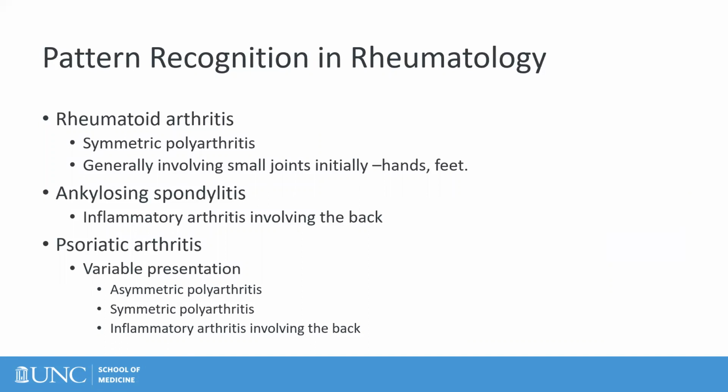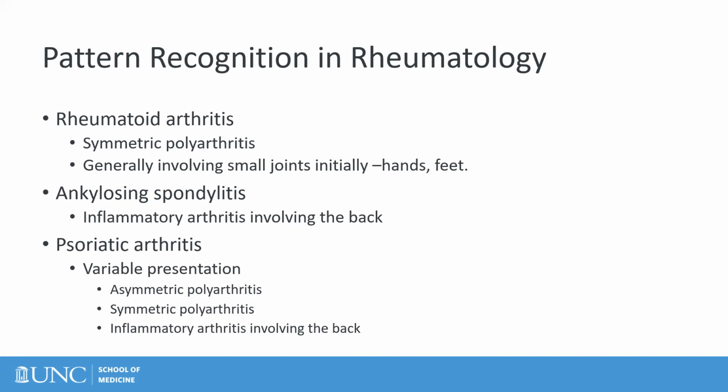So rheumatoid arthritis is a symmetric polyarthritis, generally involving the small joints, initially in the hands and feet. Sometimes the feet come first. That can be a diagnostic conundrum, but you have to be thinking about that. Ankylosing spondylitis is an inflammatory arthritis involving the back, involving the axial skeleton, can also involve the peripheral joints, but variably so. Psoriatic arthritis can have a very variable presentation and can look like almost anything, but the presence of psoriasis on the physical exam can be very helpful. Occasionally, though, the arthritis starts before the skin disease, and so you really need to know these patterns.